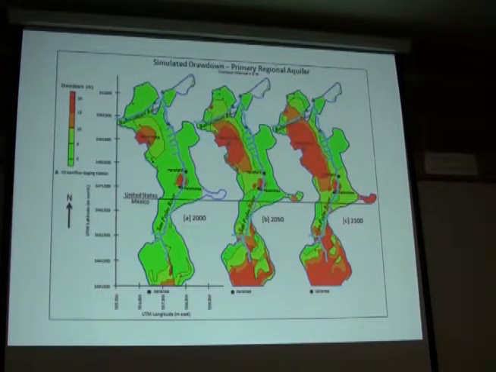And this is a map, many of you have seen this before in other presentations I've given, but this is a map of the primary aquifer in the San Pedro Basin, extending all the way from Cananea, Mexico, up to the Tombstone Gauge.